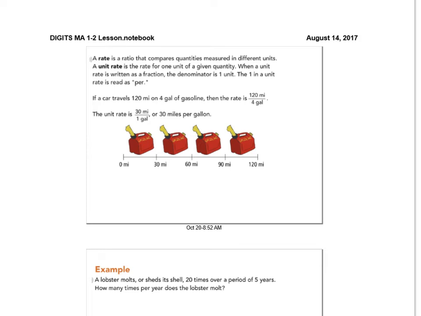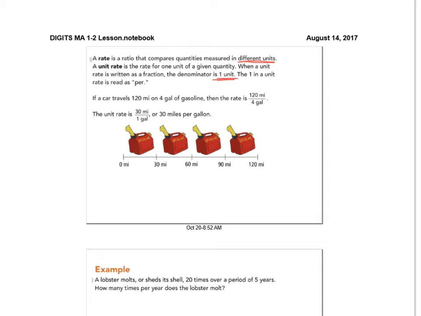All right, so a rate is a ratio that compares quantities of measure with different units. So that's a key word here. It has different units. Okay, so you're comparing two different things. So a unit rate is a rate when it's of 1 unit of a given quantity. When a rate is written as a fraction, that means that the denominator is 1 unit.